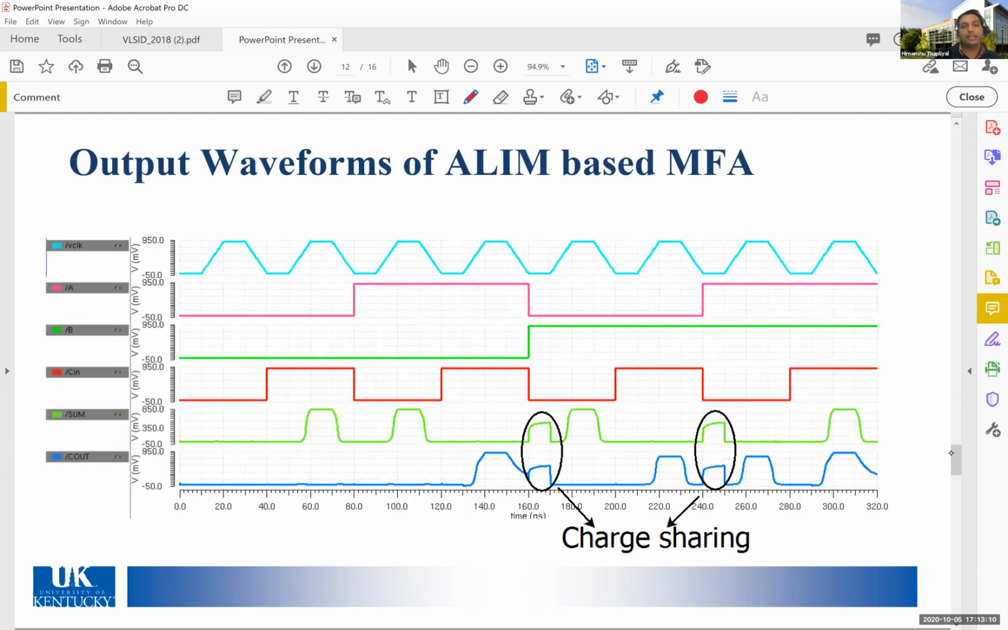Here you can see this shows the correct functionality of the ALIM based magnetic full adder. Moreover, as I discussed with you, when the discharge signal is on, you may notice this charge sharing, right? These are the places where you will see the charge sharing. So the charge sharing does occur, and moreover, since the energy is recovered, our circuit is very low power compared to the conventional PCSA.